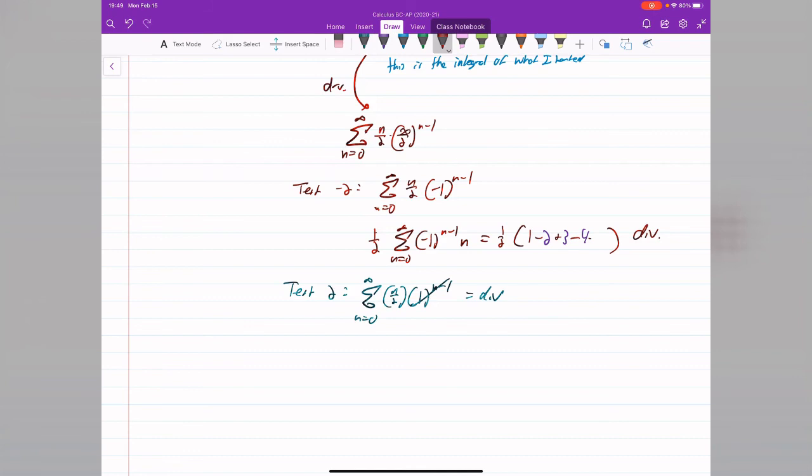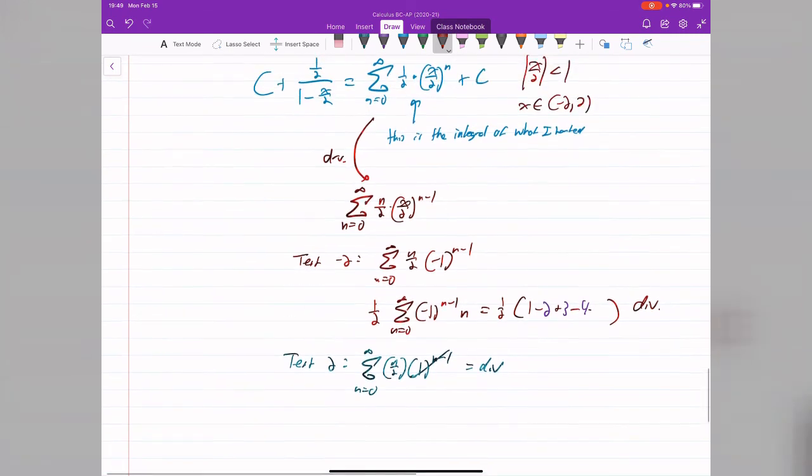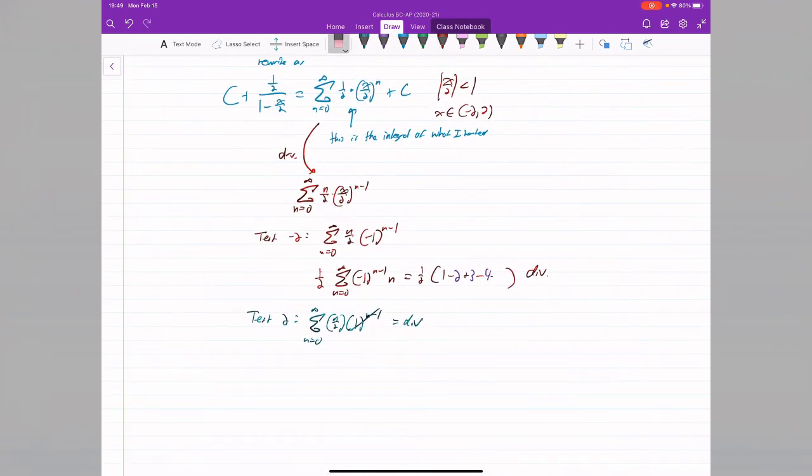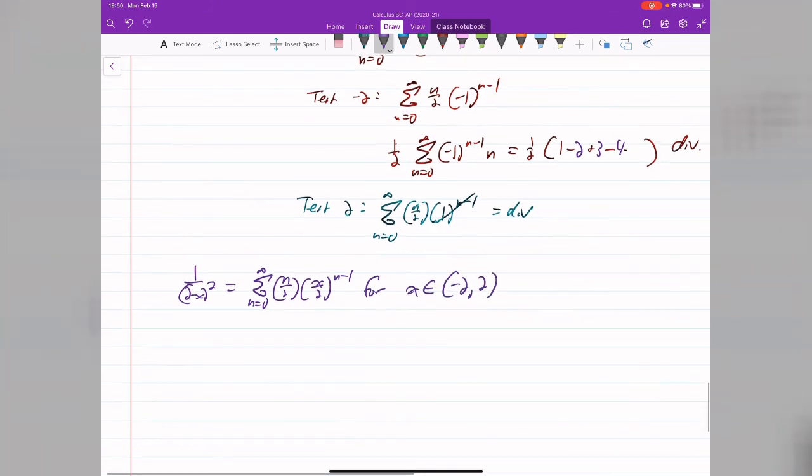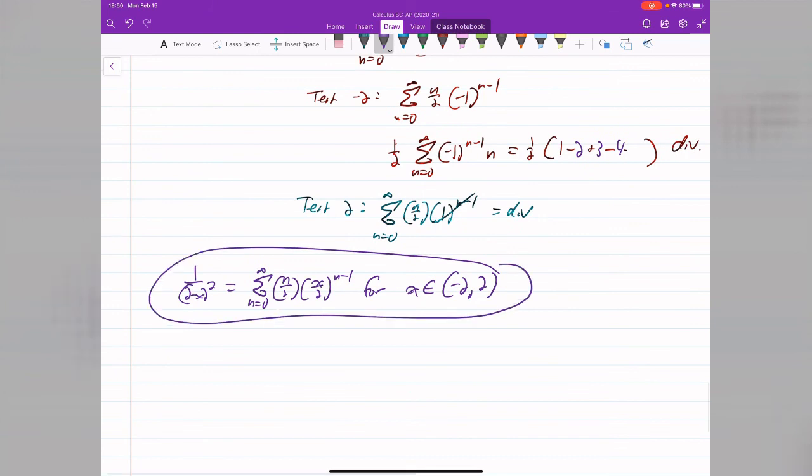Okay, so bottom line is, with all these, you have to test your interval of convergence. Our final answer for this would be, it's worth going back up to see what we did. We can say that this 1 over (2 minus x) squared is equal to this sum from n equals 0 to infinity of n over 2 times (x over 2) to the n minus 1, but only for x between negative 2 and 2, because we've checked the endpoints. So that's a power series for that one.